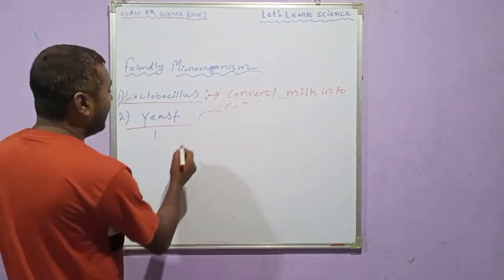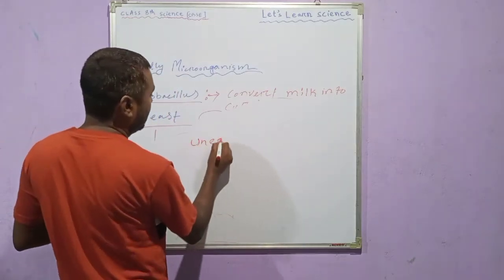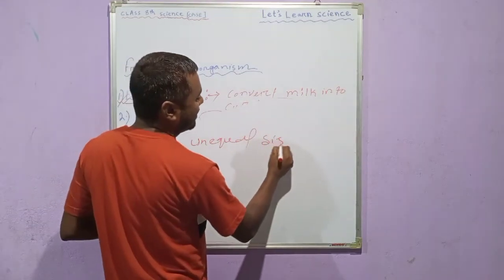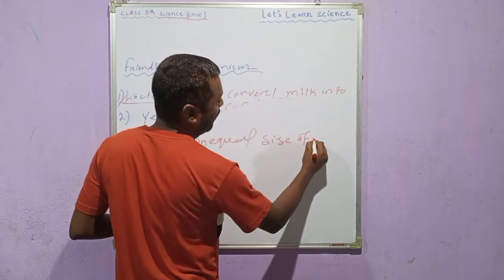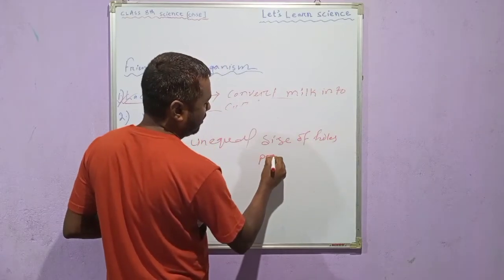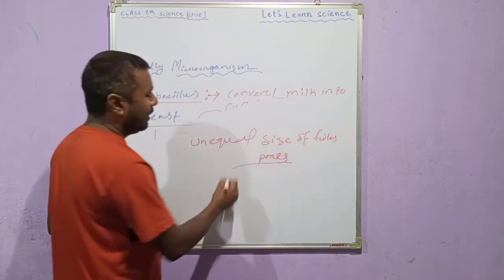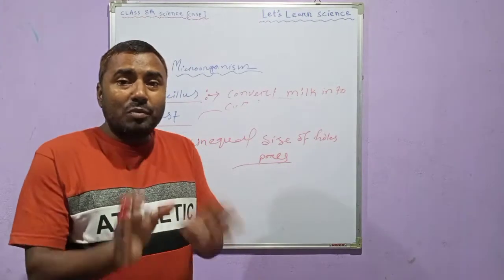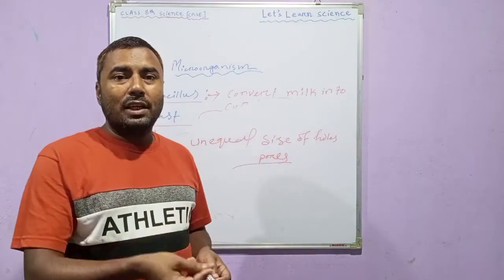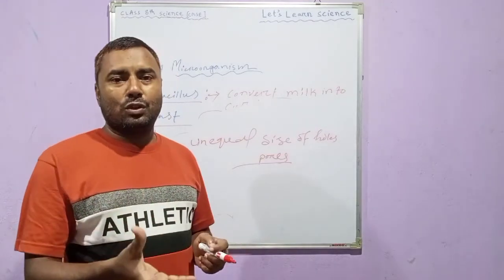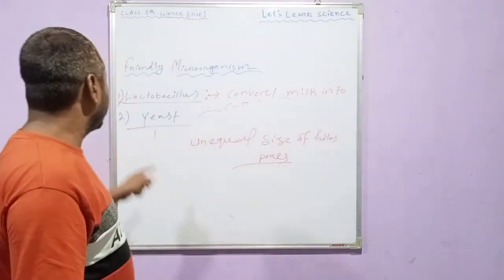the unequal size of holes, or you can say pores. Unequal size of holes or pores in the bread make the bread very porous as well as spongy, and that's why it becomes very soft. So like this, what happened?